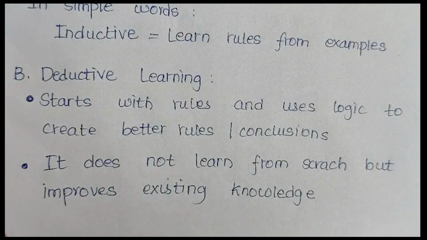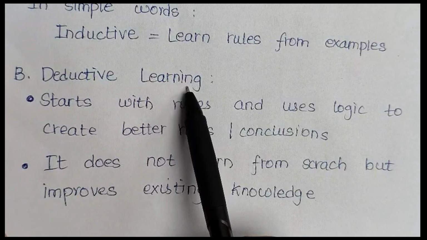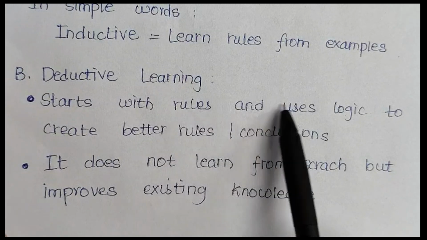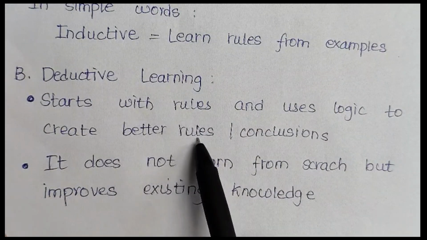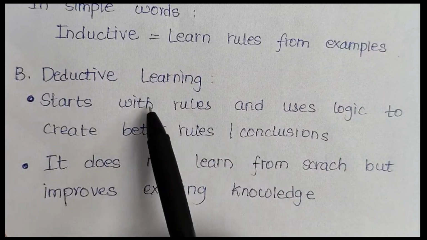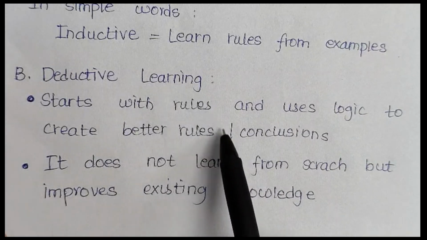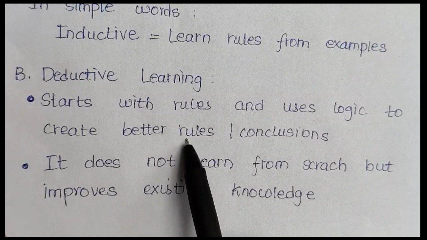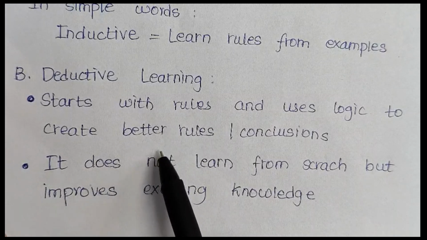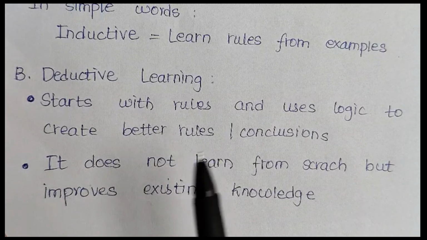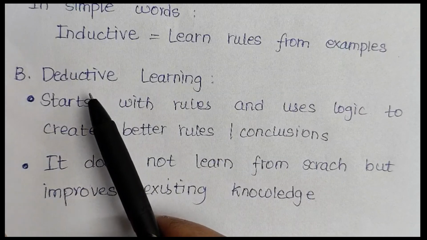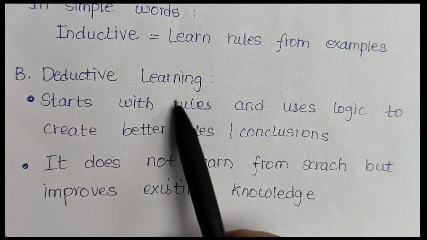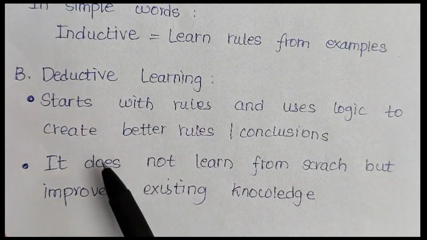The second type of learning is deductive learning. In deductive learning, the learning starts with rules and uses logic to create better rules or conclusions. In inductive learning, we create general rules from examples. In deductive learning, we go from rules to conclusions, or rules to better rules.